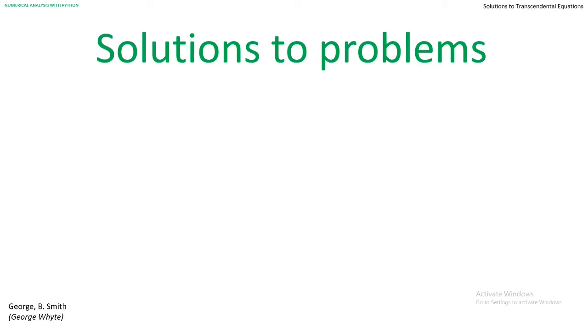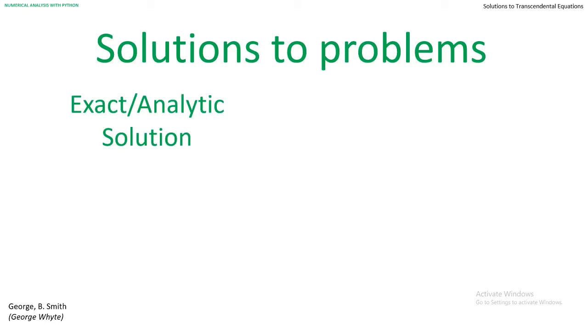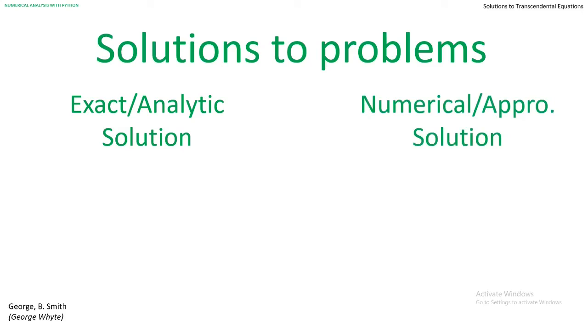Okay, so in a nutshell, we have two ways we can solve a problem. We have the exact or analytic solution, which is also called the actual solution, and then we also have the numerical or approximate solution. Now usually this is mathematics, so we are going to use symbols obviously. When it comes to the exact or analytic solution, we usually use the symbol X. When it comes to the numerical or approximate solution, we use the symbol X cap.